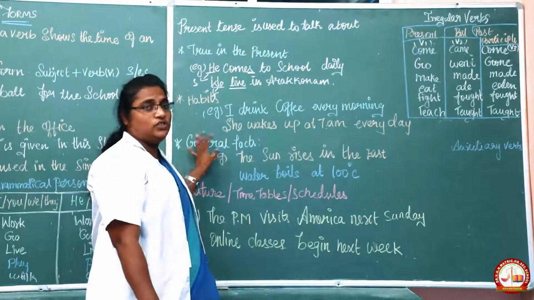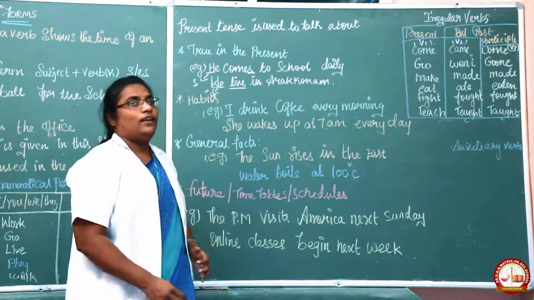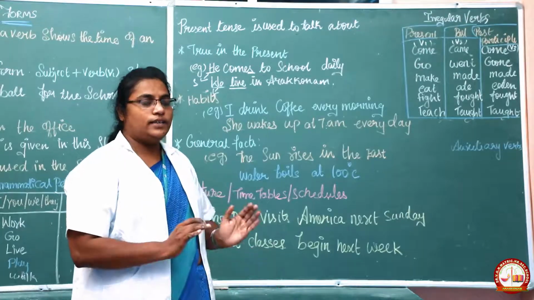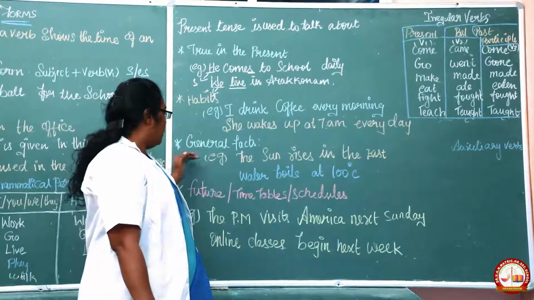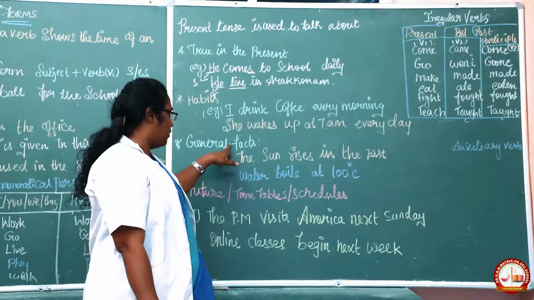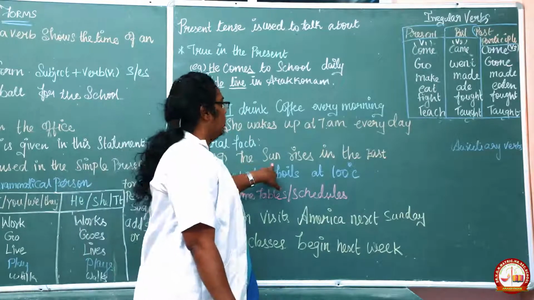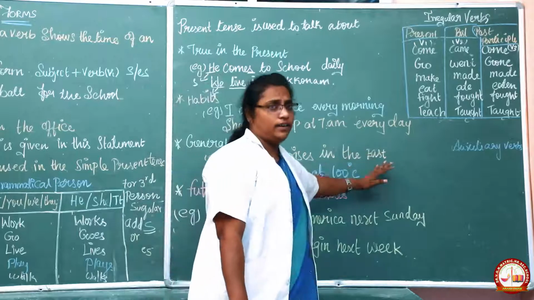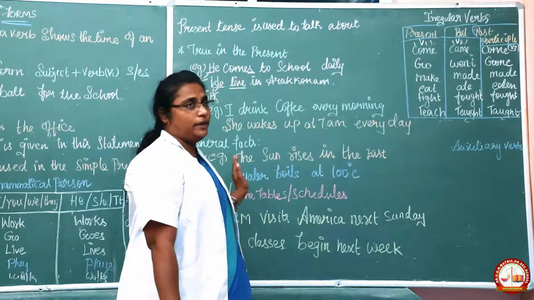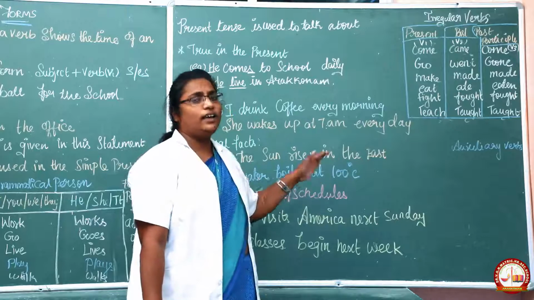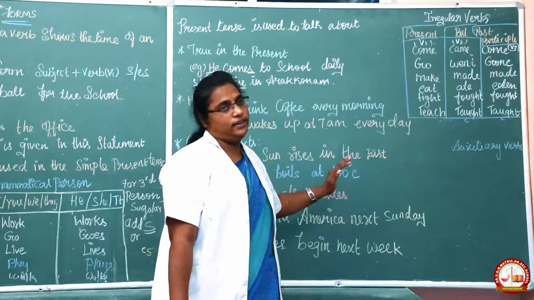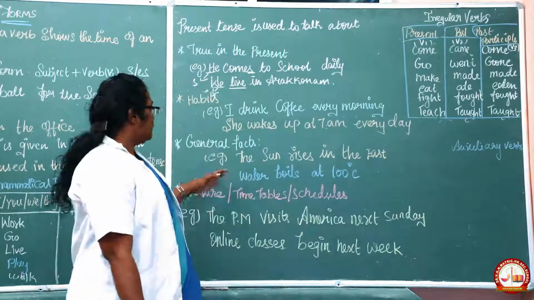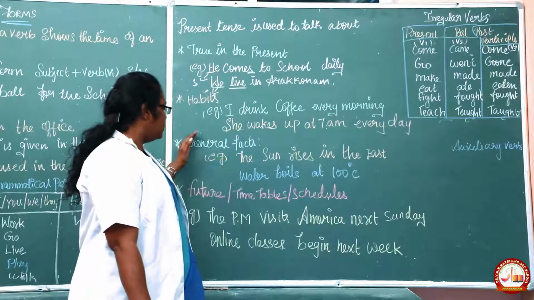And the next one is general truth. No one can change this. It is absolutely true. That is a general fact we can tell. The example for that is, the sun rises in the east. You all know the sun rises every day in the east. That is the general fact. Water boils at 100 degrees Celsius. So this is an example for general fact.